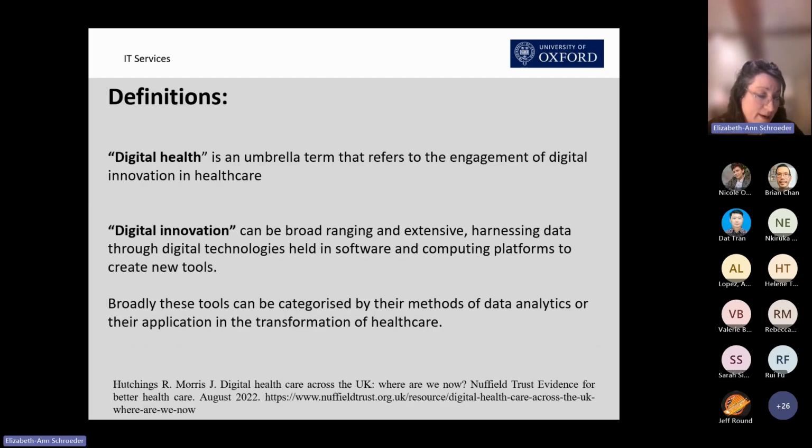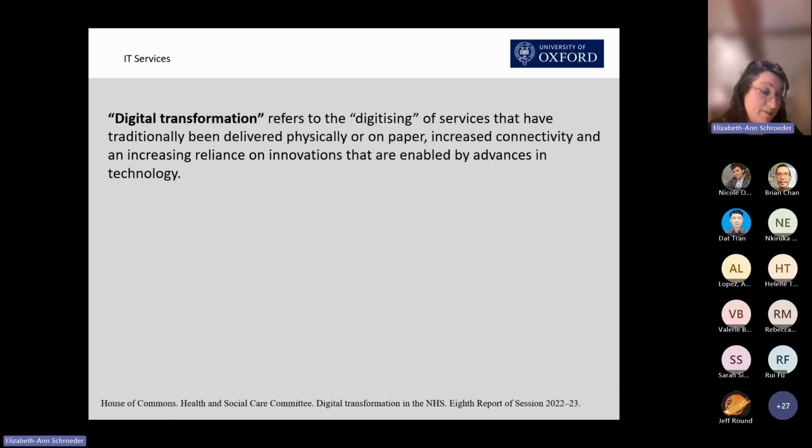So digital health is an umbrella term that refers to the engagement of digital innovation in healthcare. This can be broad-ranging and extensive, harnessing data through digital technologies held in software and computing platforms to create new tools. The tools can be categorized by their methods of data analytics or their application in the transformation of healthcare. Digital transformation refers to the digitizing of services that have traditionally been delivered physically or on paper. Increased connectivity and reliance on innovations are enabled by advances in technology.